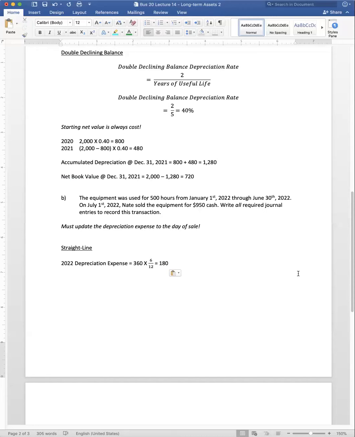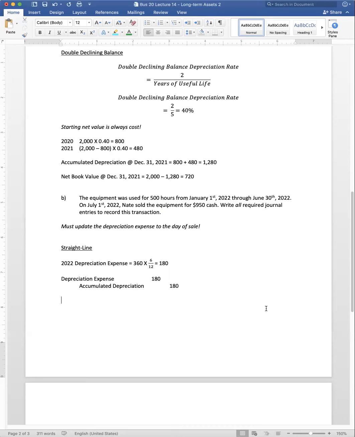Okay, so now that we know how much our depreciation expense is, we can do our journal entry, which is to debit depreciation expense, and the credit goes to accumulated depreciation for $180.